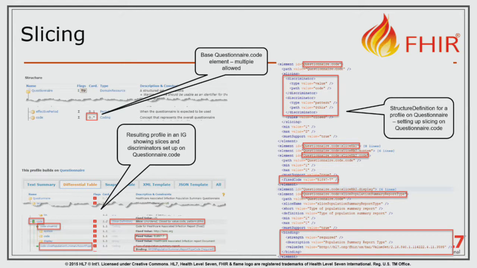Can you just talk one more time about the relationship between the slice and the discriminator? I think I understand the concept of slice. The discriminator is what differentiates between two things that are pretty much the same. So if you have two codes, you need to say that this first code is a slice and it's going to be this thing, and the second code is a slice and it's going to be this thing.